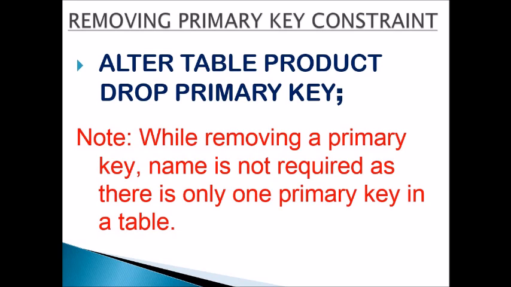Now if you want to remove the primary key constraint, again you have to use the alter table command only. So to make any change in the structure of the table, you have to use alter table command. So here you will write alter table product drop primary key, because there is only one primary key, so you don't have to give the name of the column. You simply write drop primary key. So while removing a primary key, a name is not required because there is only one primary key in the table.